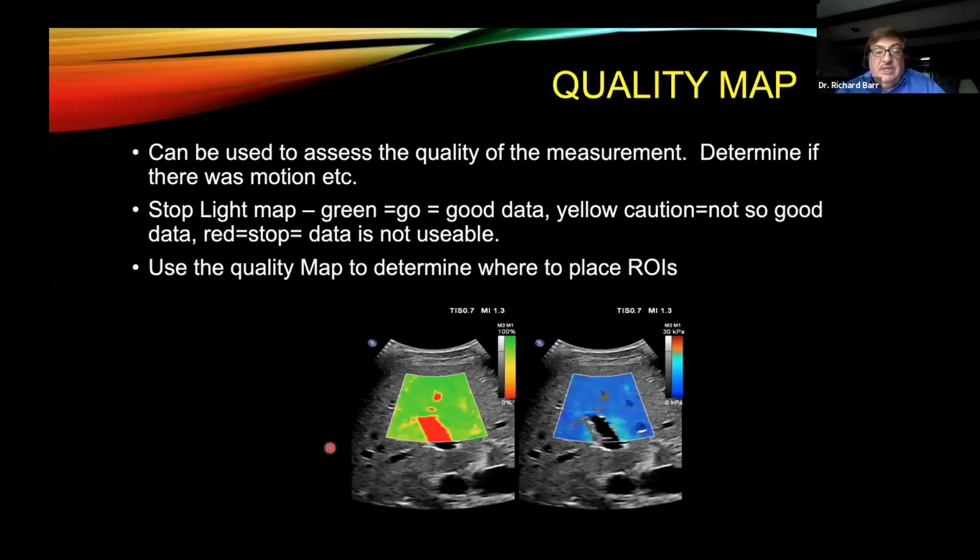And again, I think what's really the big advantage of the 2D shear wave is we have the quality or confidence map, which looks at the quality of the shear waves and uses a traffic light. Green is go, yellow is caution, red is stop, to tell you where the good data or bad data is. So if we look at this image, the image on the right is the velocity map. It color codes based on the liver stiffness. The image on the left is the confidence map, or quality map, and you can see it goes from 0 confidence to 100% confidence.